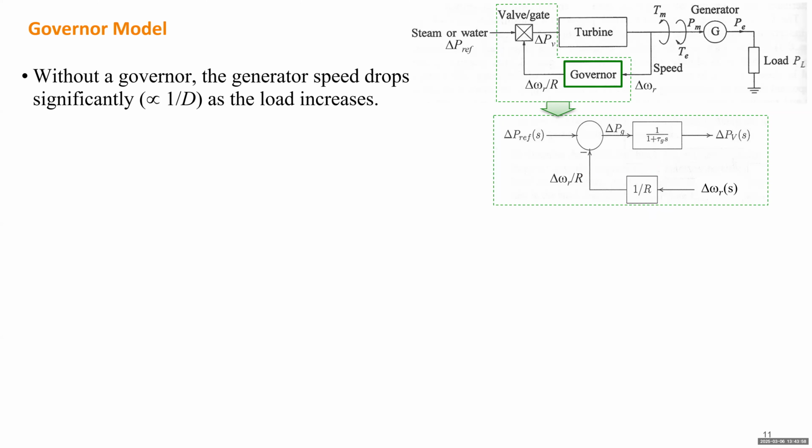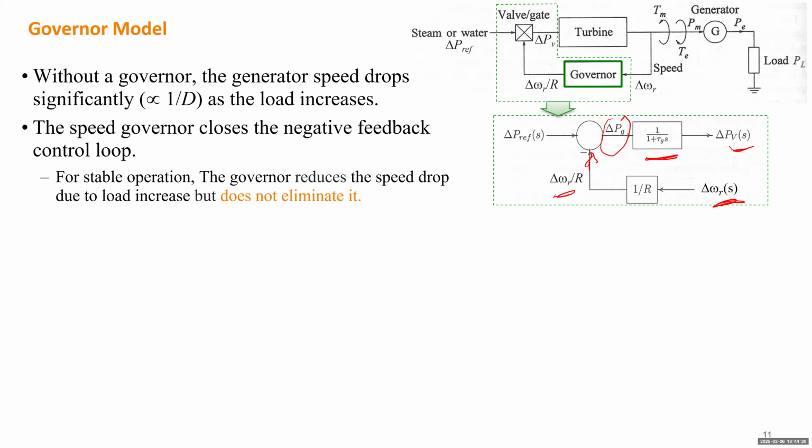The governor will measure the frequency deviation, and through a certain gain, which is this 1 over R, provide some suggestion on how to vary the opening of the valve and influence the mechanical power. Then this signal will indicate how much you're going to change the valve opening. So we'll take another transfer function to finally change the valve. So the governor basically just provides the negative feedback control loop.